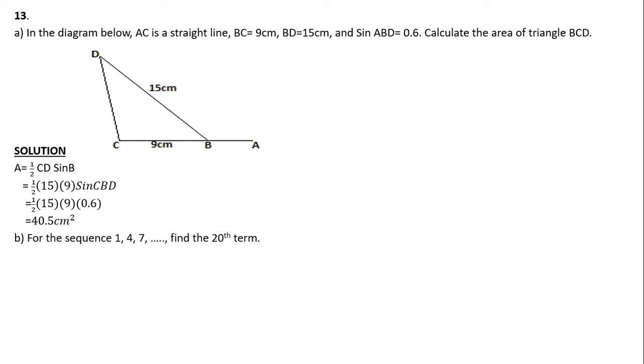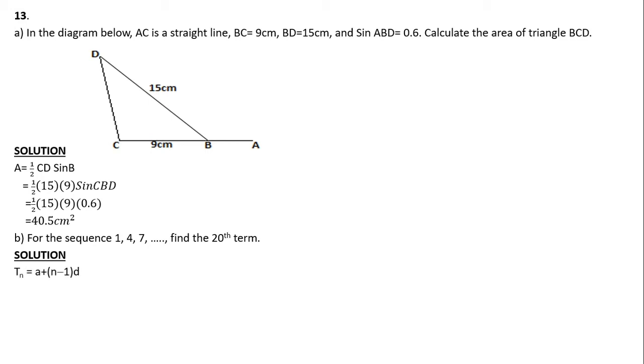We continue. We have question B. For the sequence 1, 4, 7, find the 20th term. Now this is an arithmetic progression because we have a common difference. To find the common difference, you are supposed to subtract the second term minus the first term, or you can subtract the third term minus the second term. So if you subtract 7 minus 4, you get a 3. Subtract 4 minus 1, you get a 3. So our common difference is what?